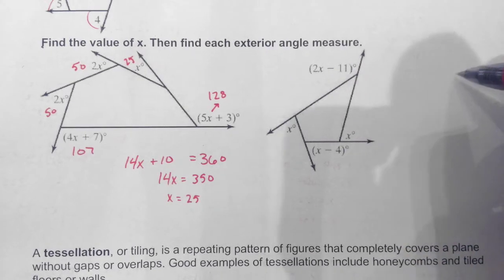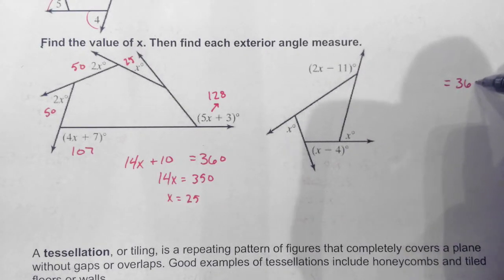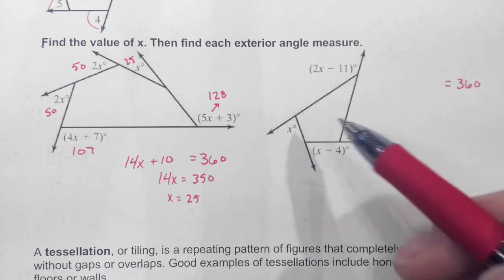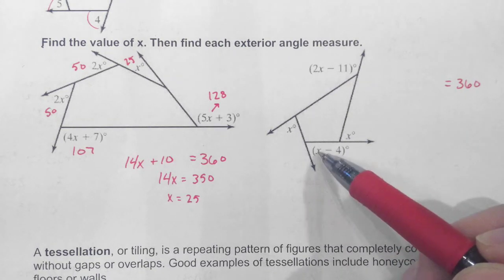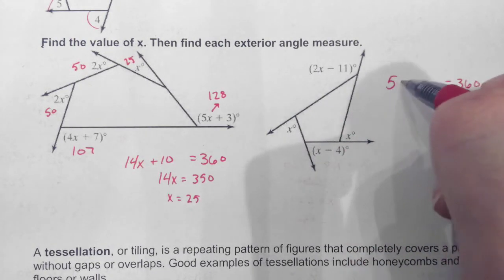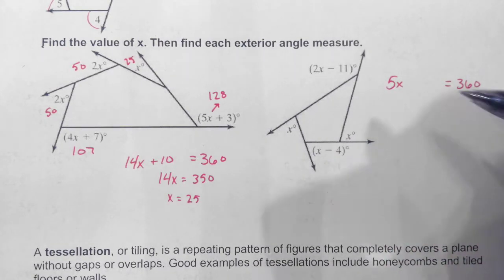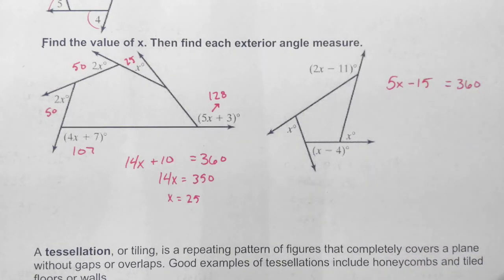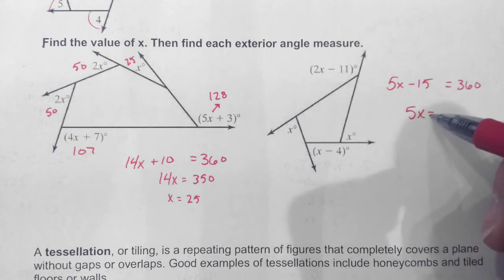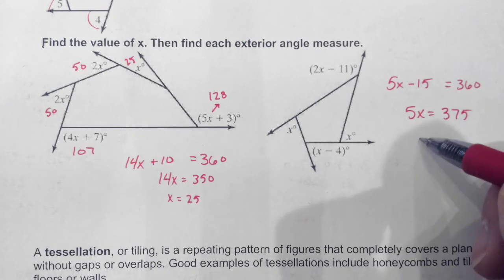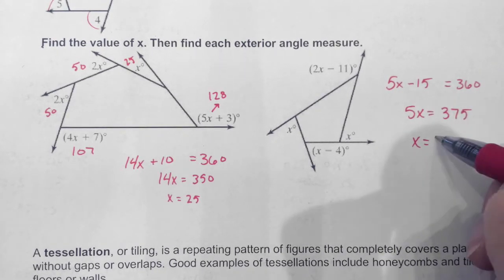Again, take the exterior angles, set it equal to 360. If you want to try that one on your own, you can. Add up all x terms, x plus x plus x plus 2x. There's 5 x's there. Got a negative 11 and a negative 4, that's a negative 15. So you'd add 15, and 5x equals 375. Divide by 5. You've got 75.